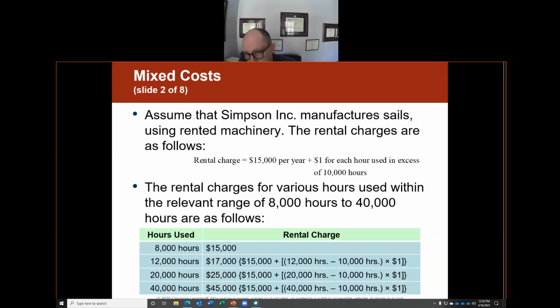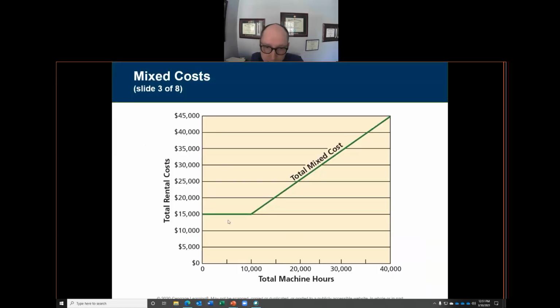But this example shows us the mixed cost. The fixed part is the $15,000 per year. That's the base rent. The variable part is the dollar per hour in excess of 10,000. Interesting. It's an interesting concept.